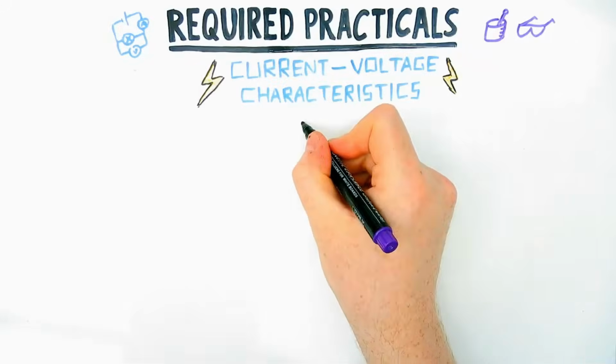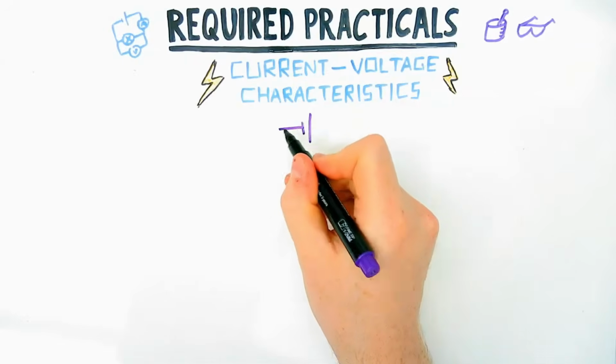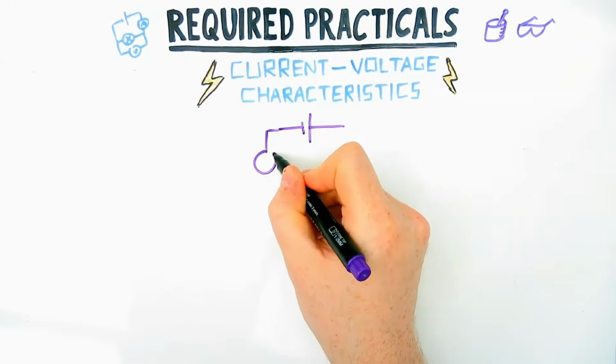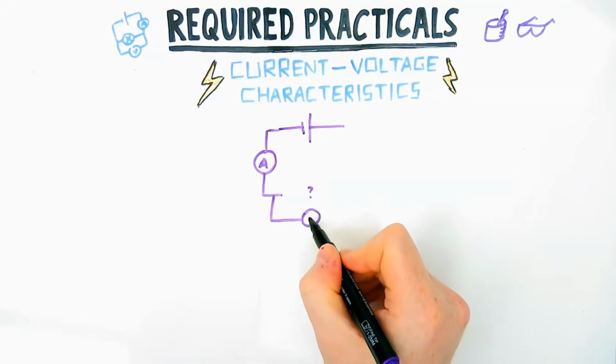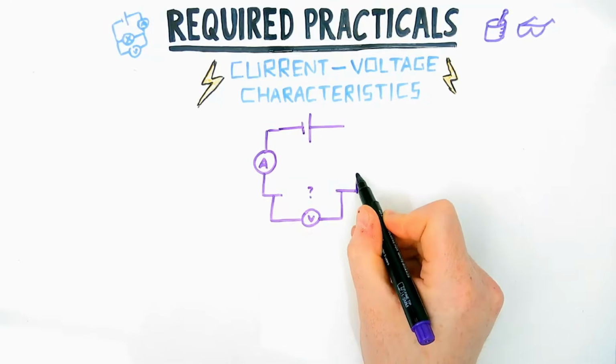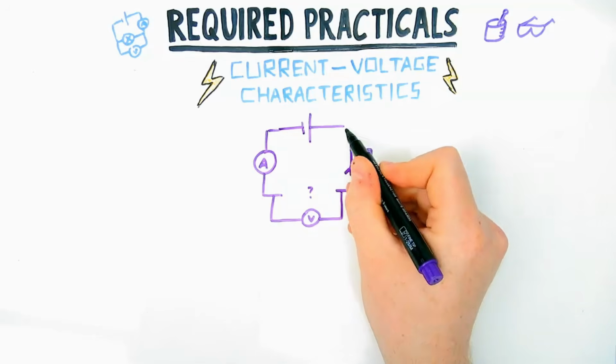A characteristic of something just means a property or how it behaves. So the current-voltage characteristic of a component just means how the current and the voltage, or PD, vary for individual components. Now you need to know the circuit diagram. It looks a bit like this.